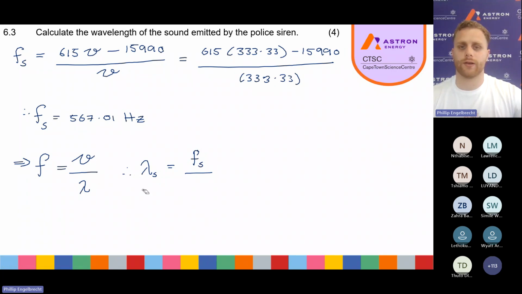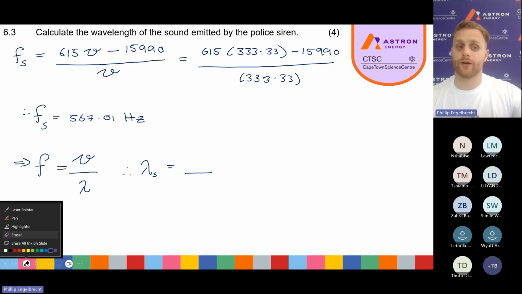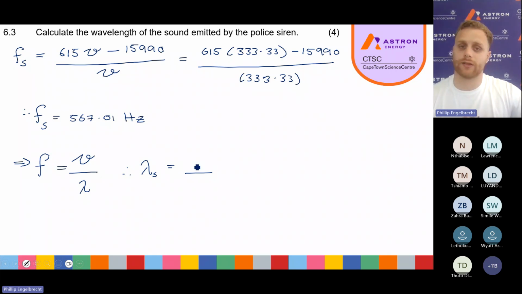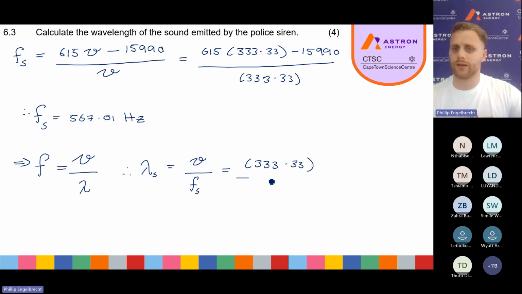I now made an error here. So you must also be very careful when answering. You don't want to make silly mistakes. It's the velocity of my source divided by the frequency of my source. That just comes from rearranging the equation. So this is equal to, what's the velocity of sound, guys? It's 333.33 meters per second.